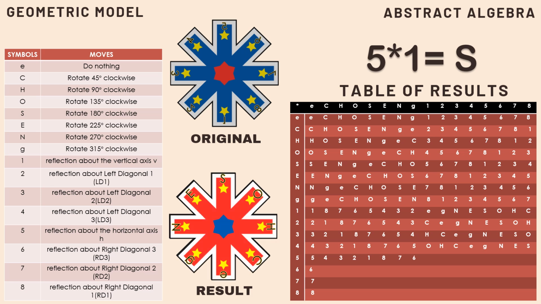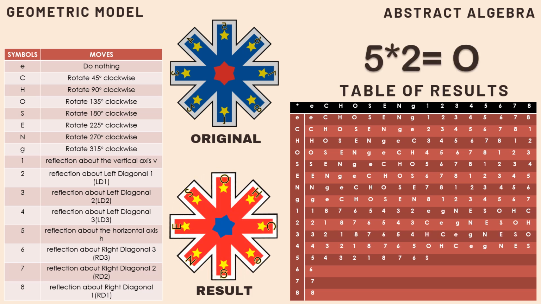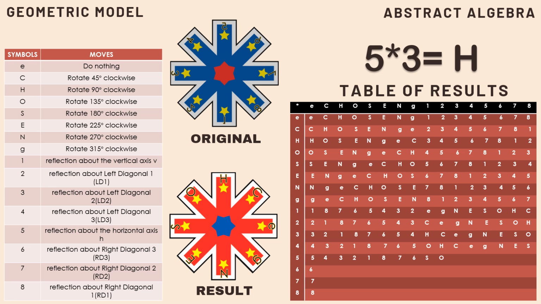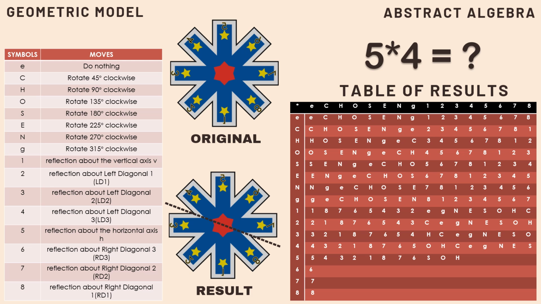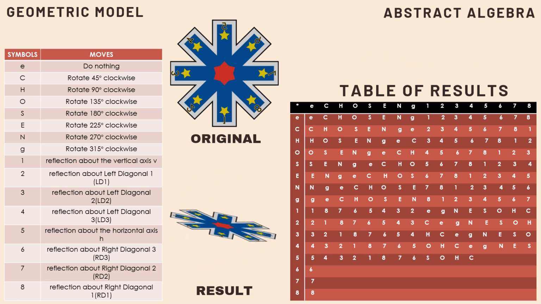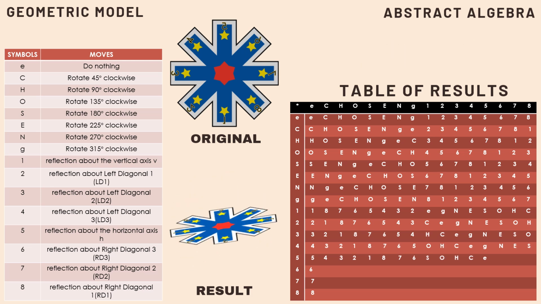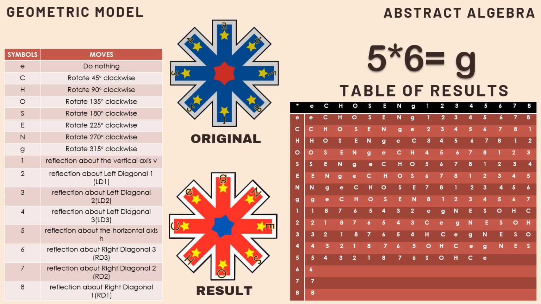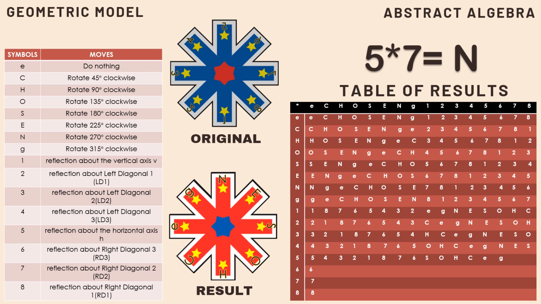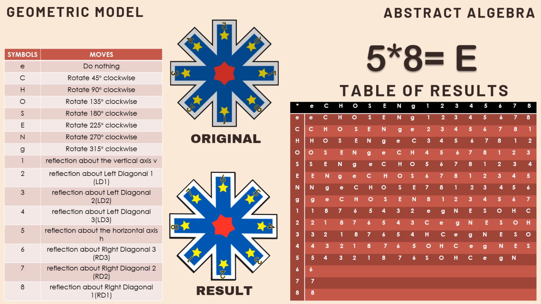S. 5 star 2 is O. 5 star 3 is H. 5 star 4 is C. 5 star 5 is small letter E. 5 star 6 is G. 5 star 7 is M. 5 star 8 is E. Next we have the row 14.